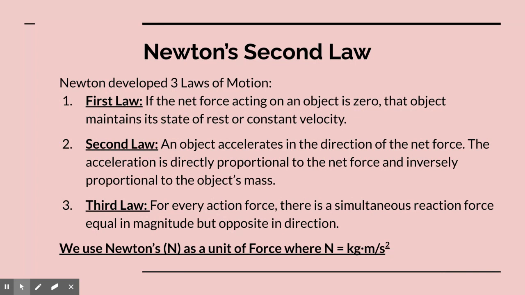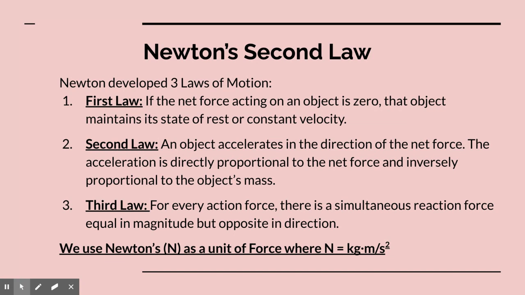So here is a layout of the three laws again, just in case. In all three sets of notes, where we are discussing each particular law, I'm going to include the three laws. We've gone through the first one so far. And remember, the first one is: if the net force acting on an object is zero, that object maintains its state of rest or constant velocity. The second law is: an object accelerates in the direction of the net force. The acceleration is directly proportional to the net force and inversely proportional to the object's mass.